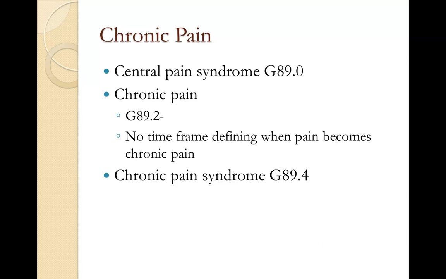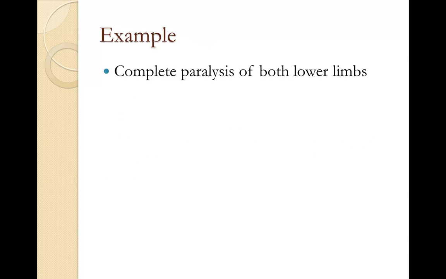And then I just quickly want to note the terminology here. Notice that there is central pain syndrome, there's chronic pain, and there's chronic pain syndrome. So these are different definitions in terms of diagnosis. So as a coder, just being really aware of the terminology, it's really easy to confuse central with chronic. And then again, chronic pain syndrome is different than chronic pain. So just watch that terminology when you're coding these.